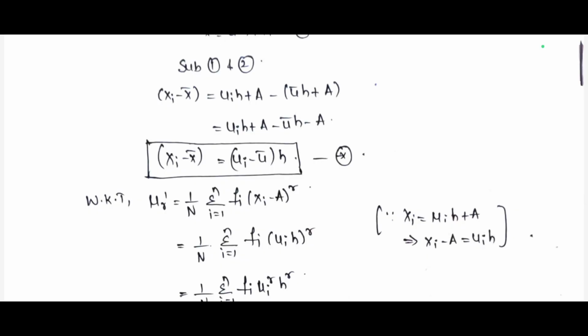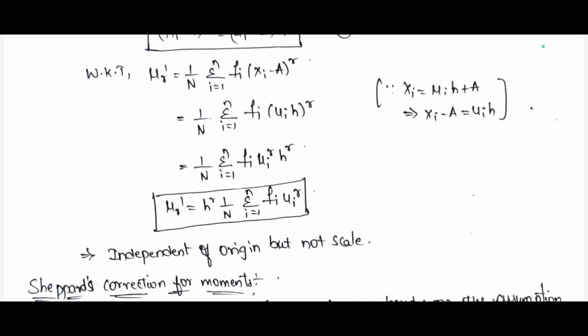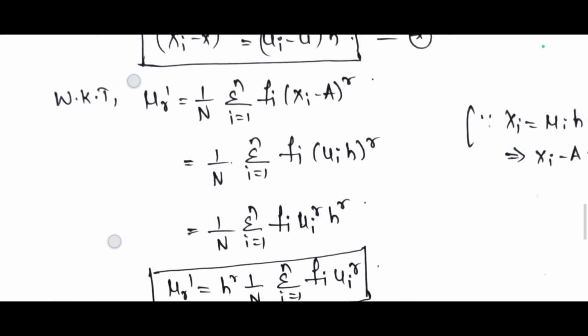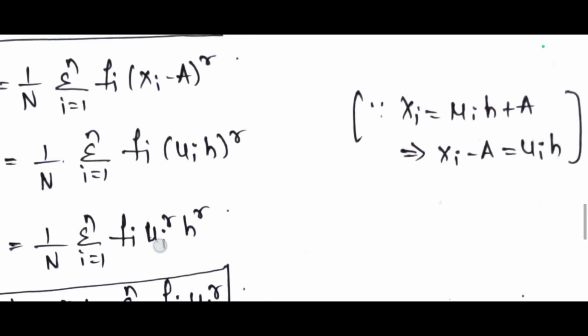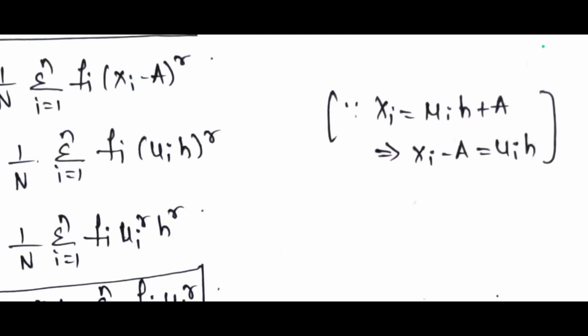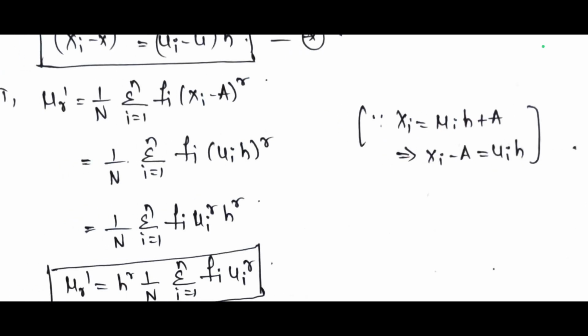Now we know the non-central moments formula: 1 divided by capital N, summation i runs from 1 to n, fi into (xi minus a) all to the power of r. From here, xi equals ui into h plus a, so xi minus a is ui into h. So we substitute ui into h for xi minus a, all to the power of r.